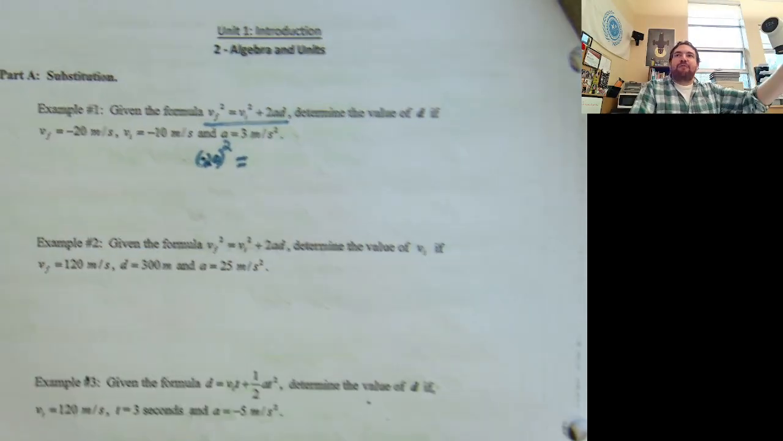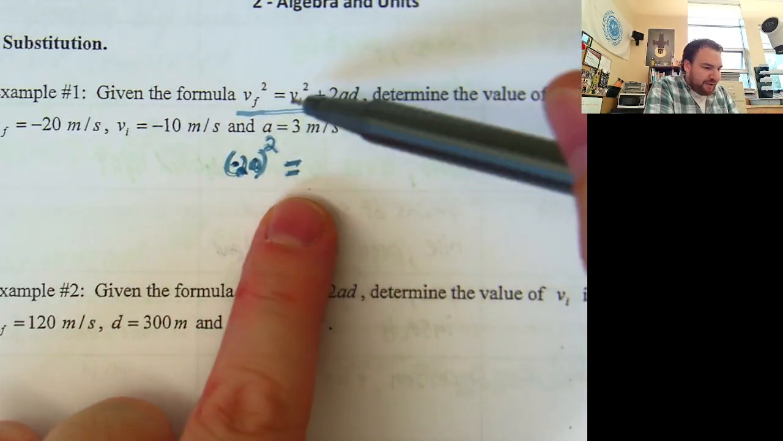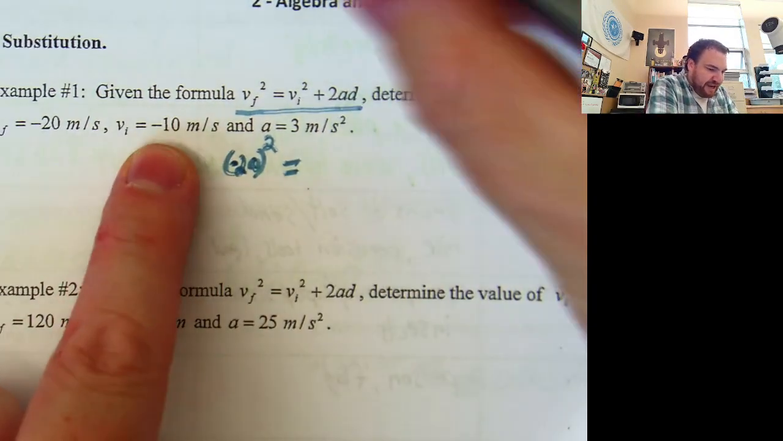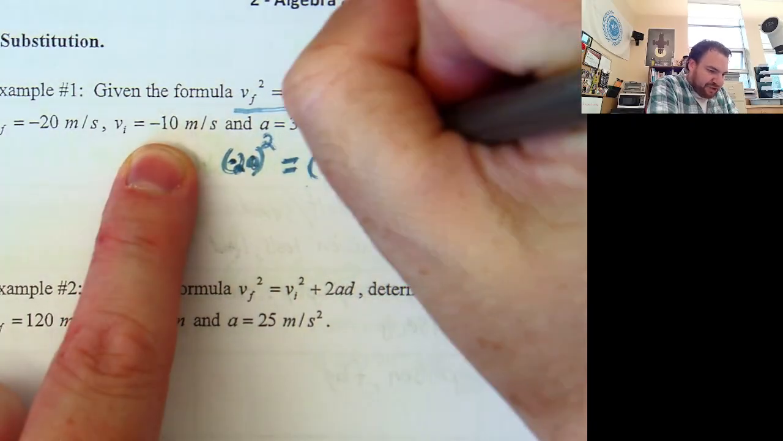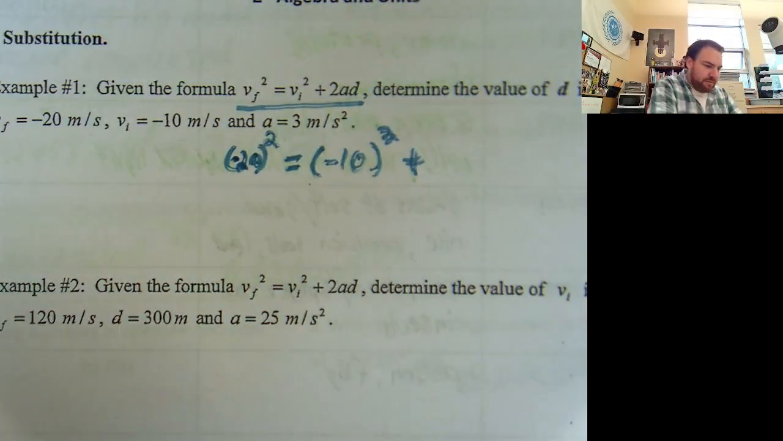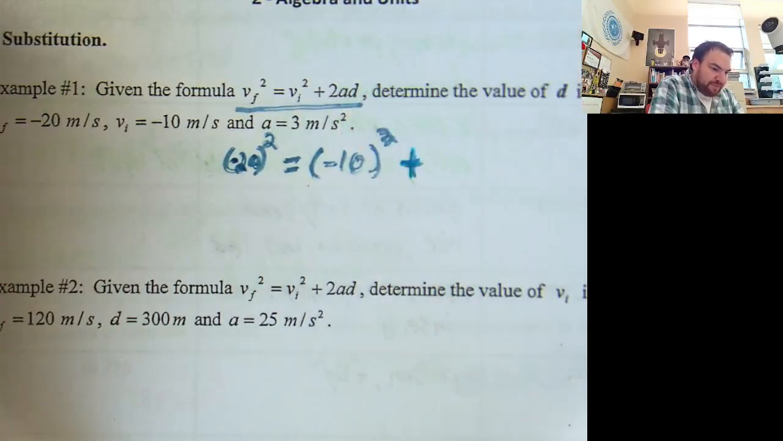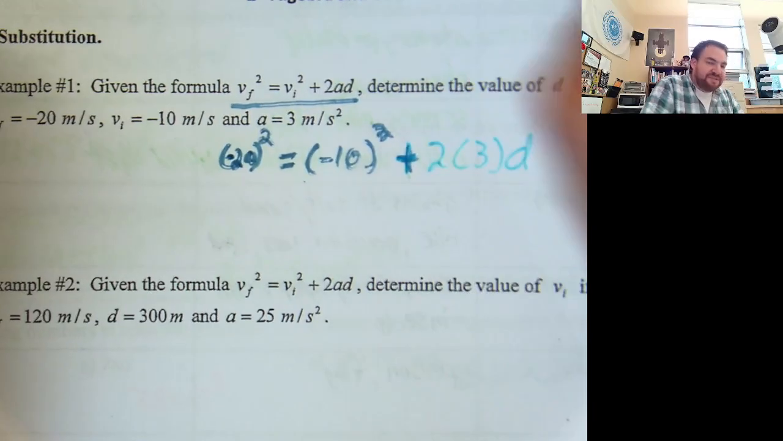We're just replacing everything one after the other. So we've got a value for VI. VI is negative 10. So again, bracket, negative 10, close the bracket, squared, plus 2 times 3 times D.